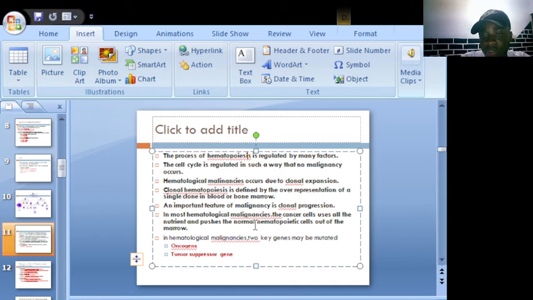So in most hematological malignancy, the cancer cell uses all the nutrients, and I've spoken about this. Now, in hematological malignancy, two key genes are mutated: the oncogenes and the tumor suppressor genes. I'll talk about them very soon. What is an oncogene? What is a tumor suppressor gene? Very, very important.